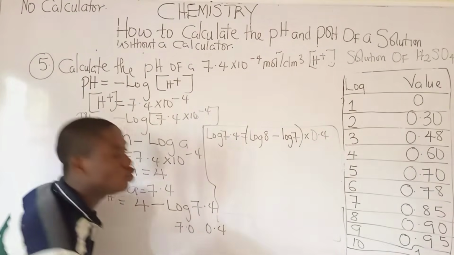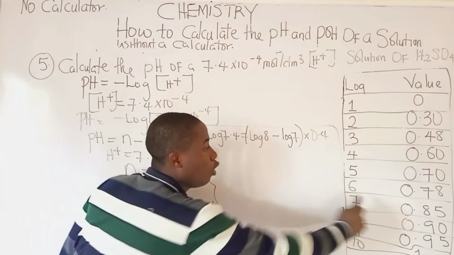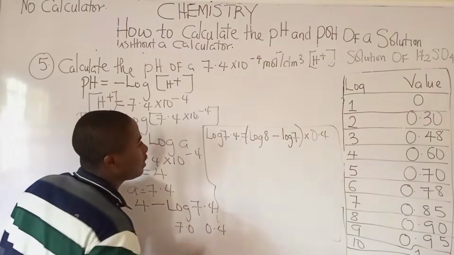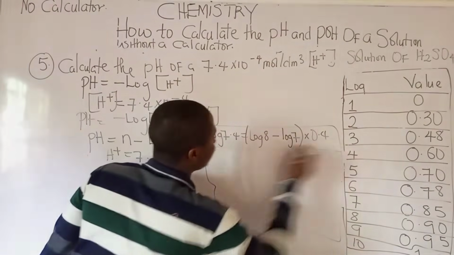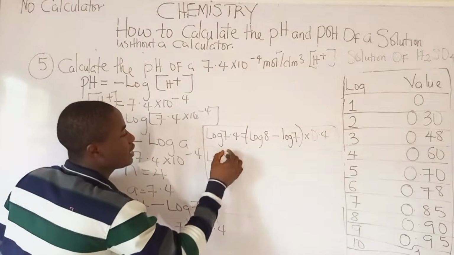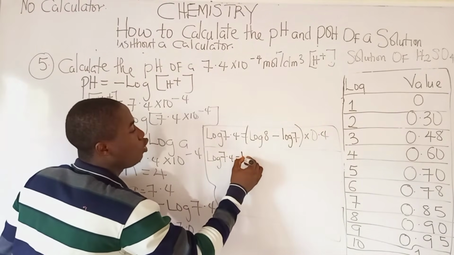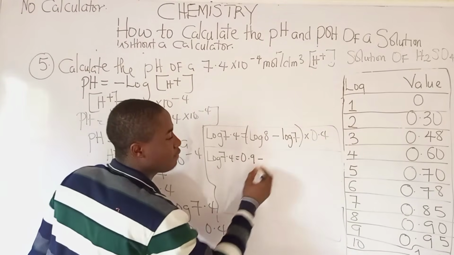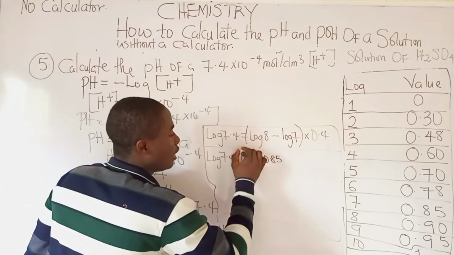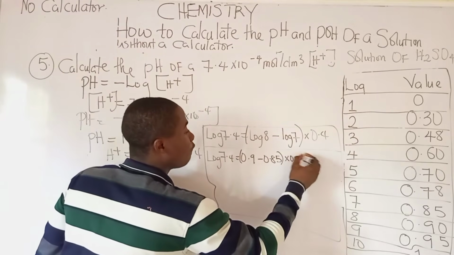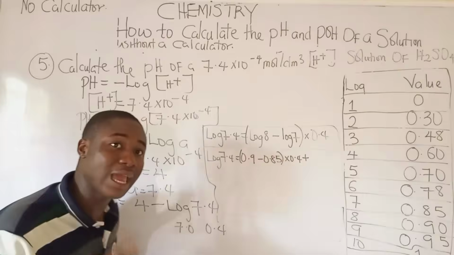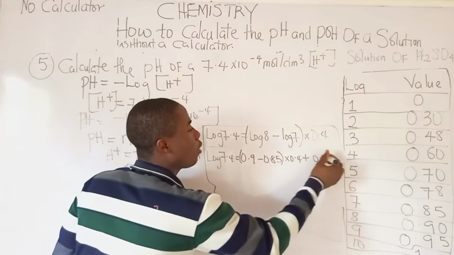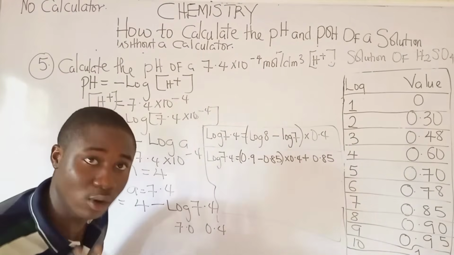So after doing that, you now add the lowest of the ranges, because the lowest of the ranges is log 7. Now this is what I mean. So I want to rewrite this. So it actually becomes log 7.4 is equal to log 8. And what is log 8? It is 0.9 minus log 7, which is 0.85, into bracket, times 0.4 plus. Okay, that's it. I say you are adding plus the lowest range, which is 0.85. That is how the concept works.